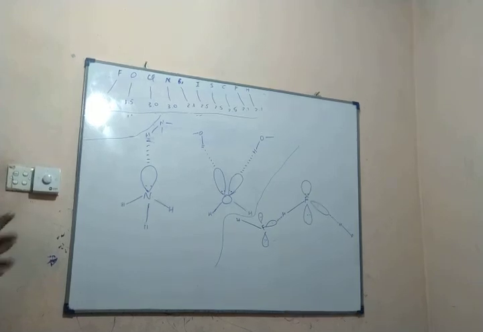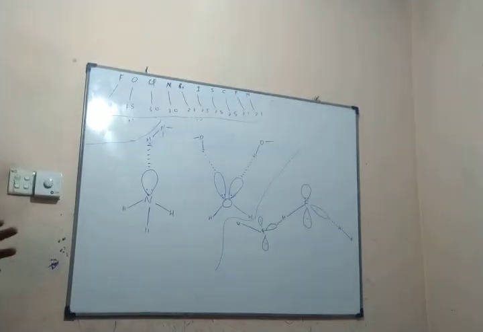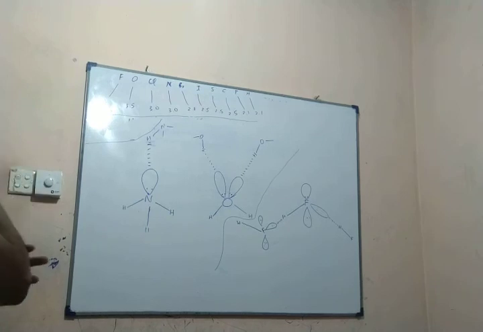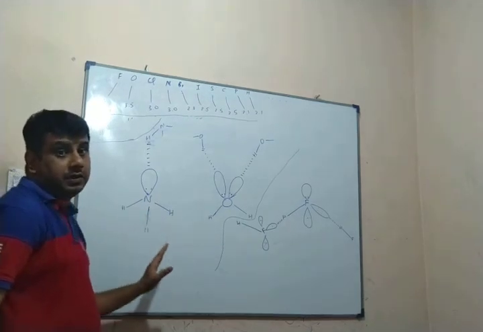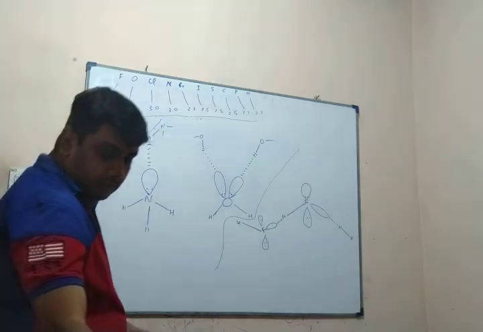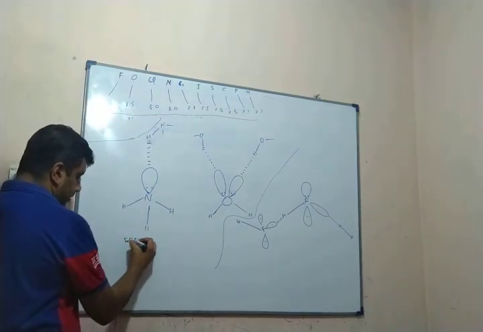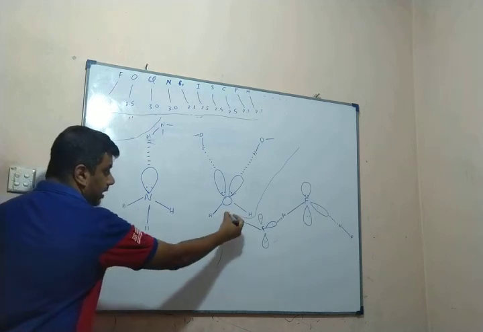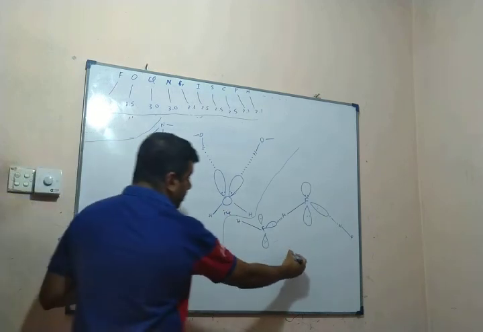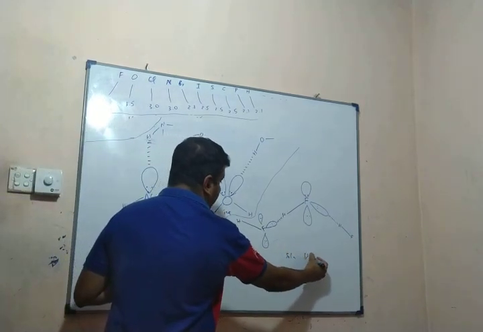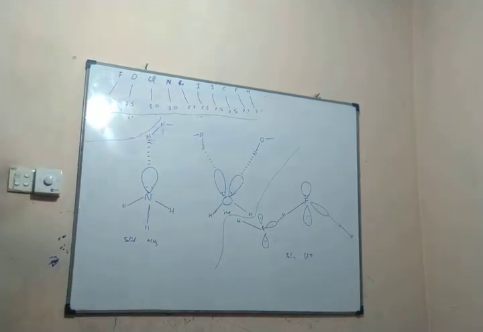Okay, and draw this on a separate piece of paper and write down solid ammonia, ice, solid HF. Okay, draw this.